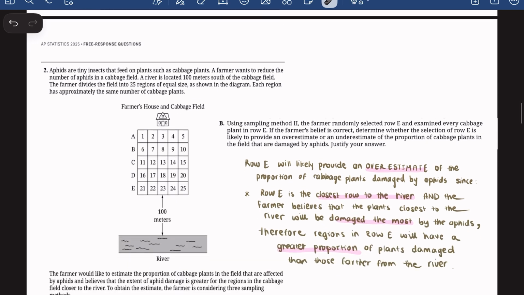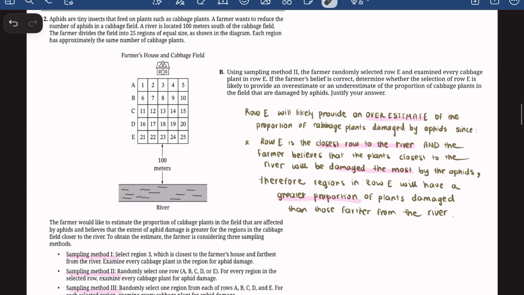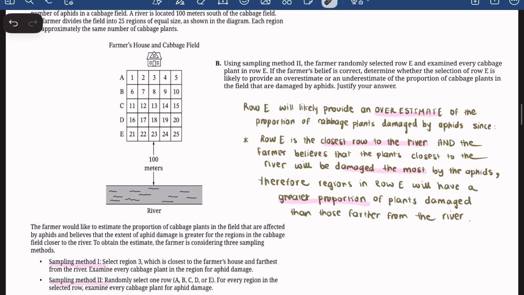And so how do we answer this question to get the full mark? We say row E will likely provide an overestimate of the proportion of cabbage plants damaged by aphids, since row E is the closest row to the river, and since the farmer believes the plants closest to the river will be damaged the most, right? So therefore, regions in row E will have a greater proportion of plants damaged than those further from the river. Okay, and so that's the answer for part B.